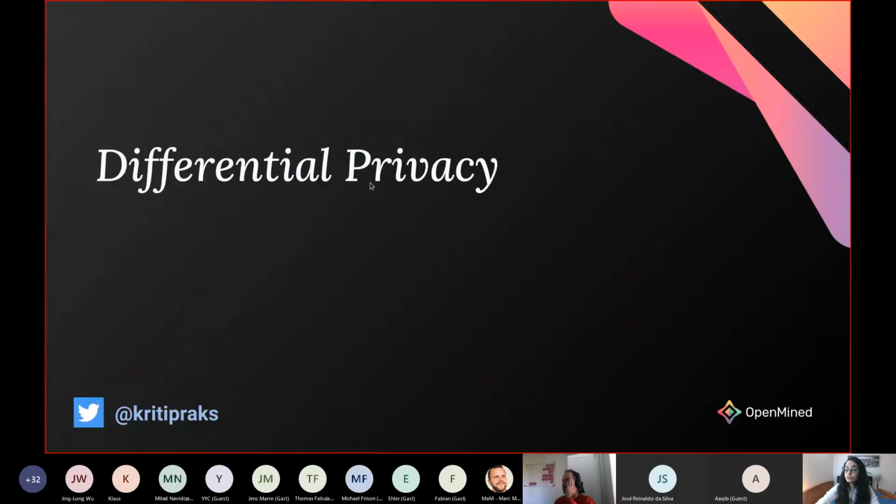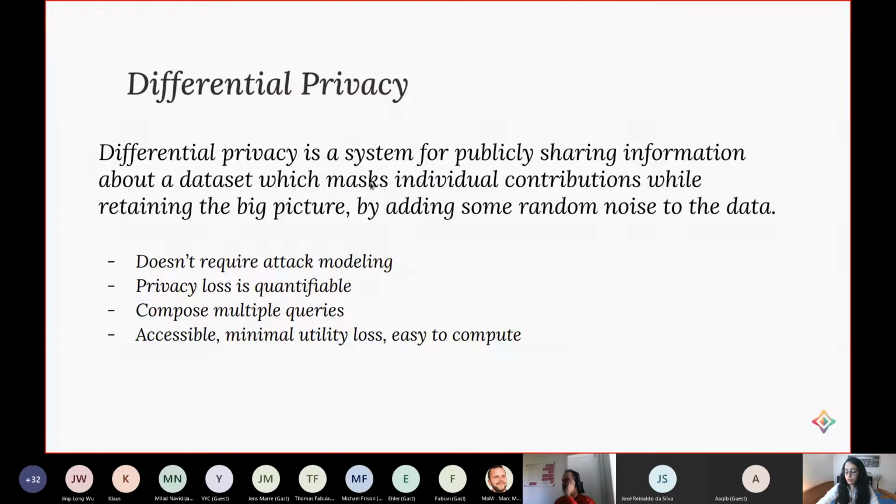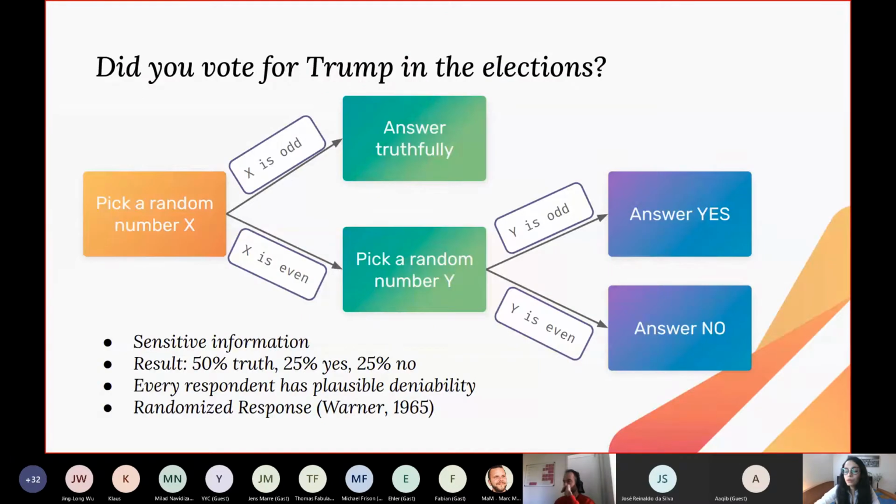And what this does for us is that it still protects the ratio of the actual answers that you're going to get over a large crowd. So if 45% of the people actually voted for Trump, that is what is going to show up in the end, despite that half the time people are going to be answering randomly.